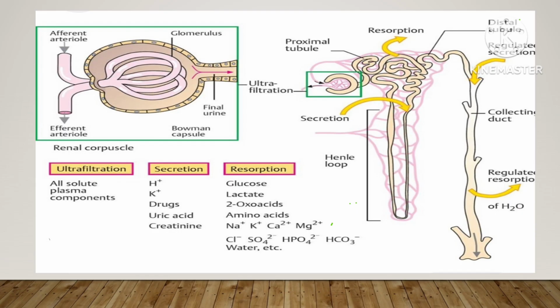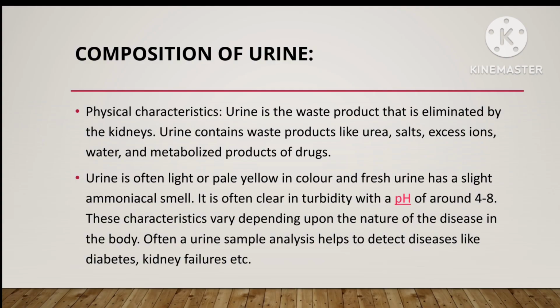Finally, the filtrate or urine is collected in the collecting duct and passed through the ureter to the urinary bladder. In this way, the urine is formed. Now we are going to see the composition of urine.